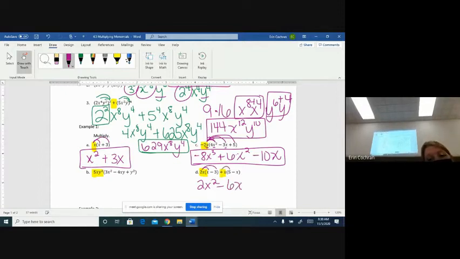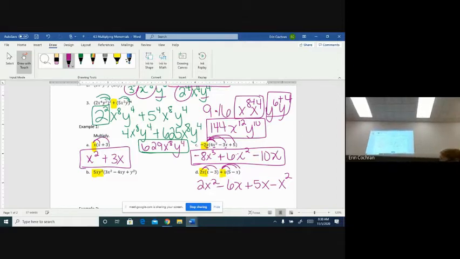And then we're going to do the x. What's x times 5? 5x, positive. And what's a positive x times a negative x? Negative x squared, right? Because there's 2 x's there. Told you my computer is not working for me.